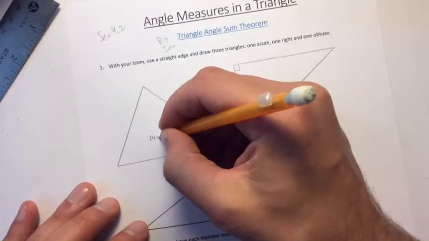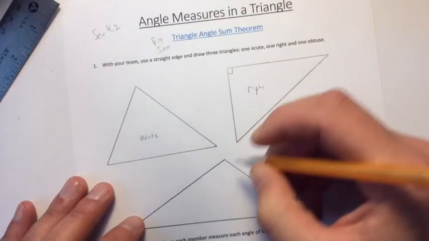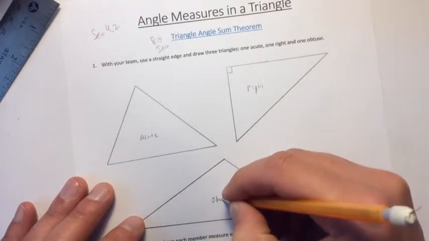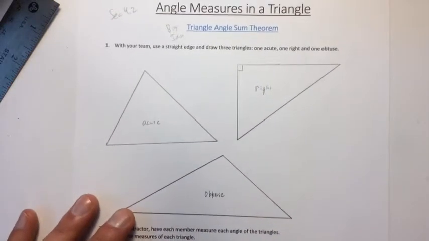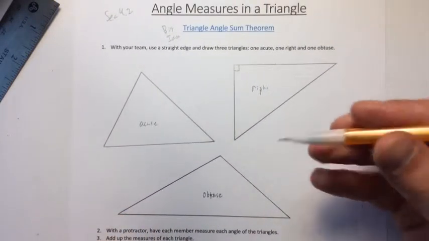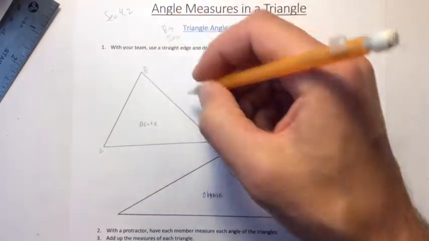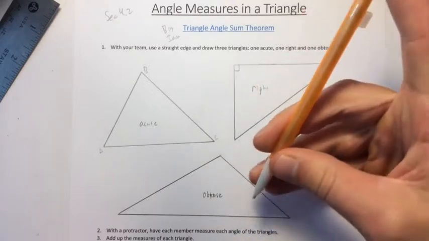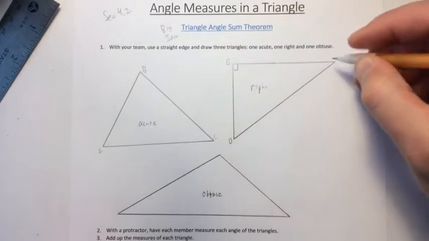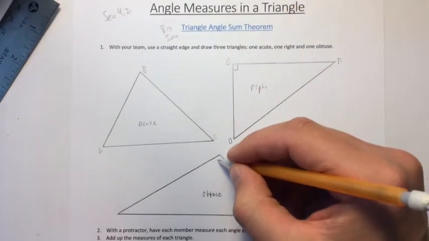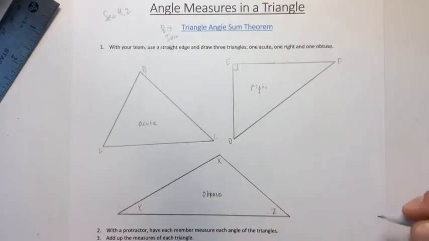So here's my acute triangle. Here's my right. And here's my obtuse triangle. With a protractor, I'm going to want you to measure all of the angles. Let's call this angle A, this angle B, and this angle C. We'll call this angle D, E, and F. And let's call this angle X, angle Y, and angle Z.